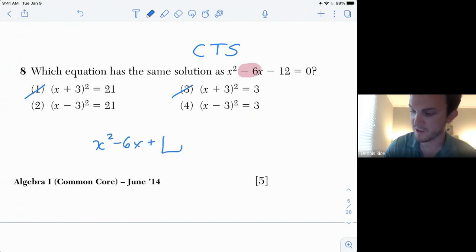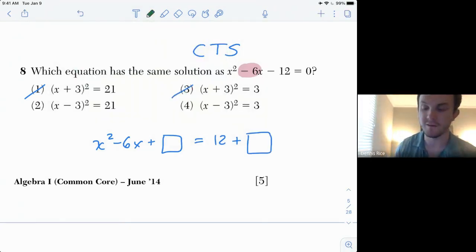And maybe in some cases that could even tell you the answer. That's a poor question on their part, because they're testing if you know how to do CTS and you didn't even need to know how to do CTS. What would the magic number be in this case? I call it the magic number that we add to both sides. 9. So technically right now I also know what the answer is, but let's pretend that we don't.